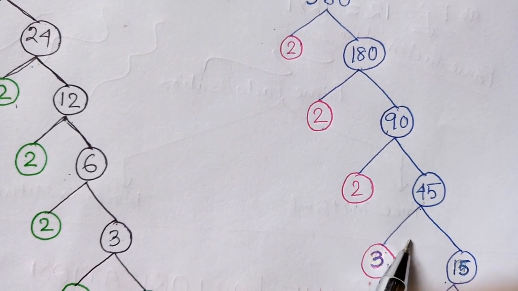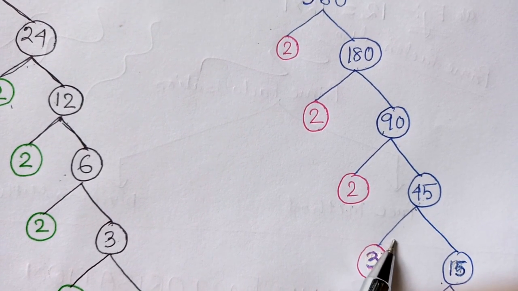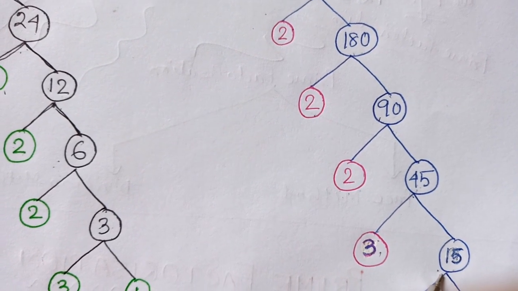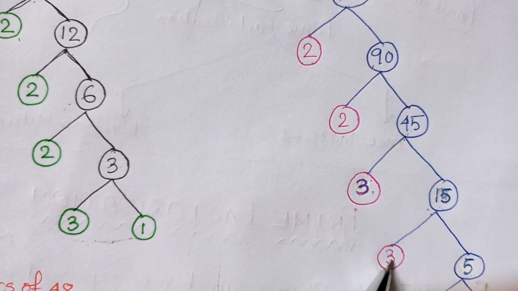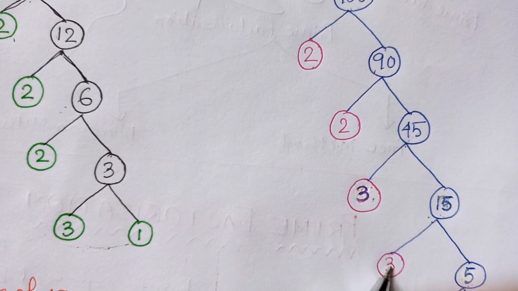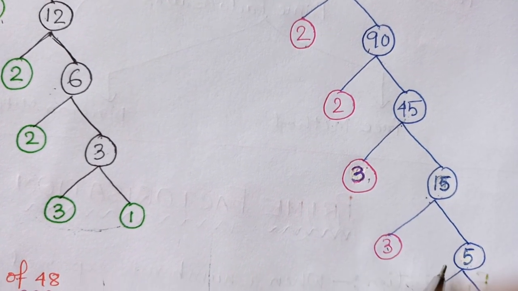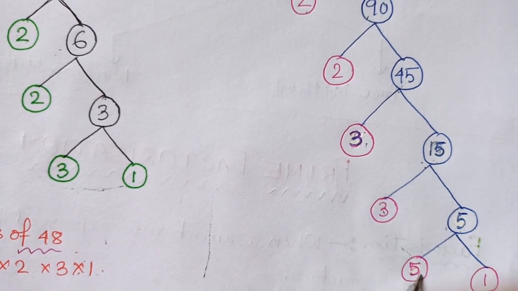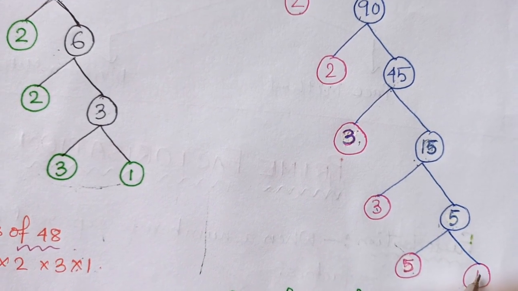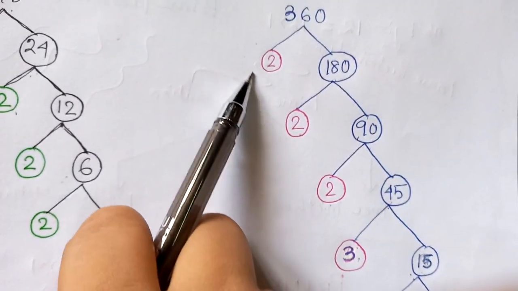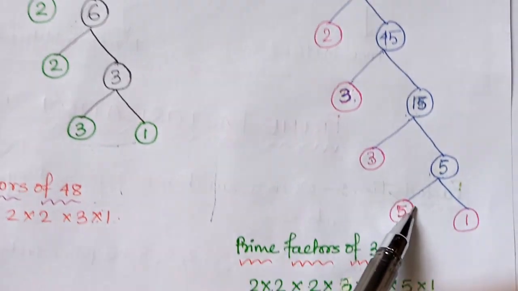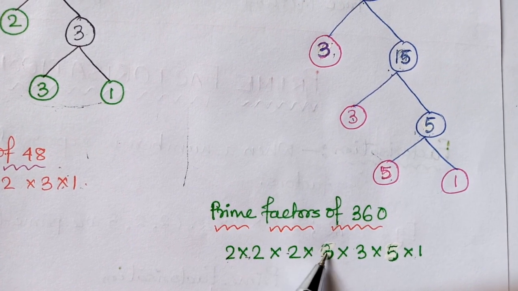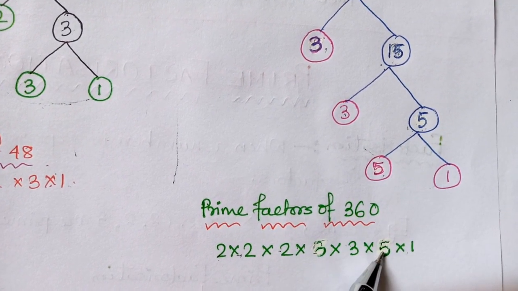So as I said earlier, we will divide by the least prime number, so here we divide by 3 and we get 15 as a quotient. This 15 is again divisible by 3 and 5, but we divide by 3 as it is the least prime number and we get 5 as a quotient. Now this 5 is a prime number, so we divide 5 by 5 and we get 1. Now all these are the prime factors of 360, which can be written like this. That is 2 into 2 into 2 into 3 into 3 into 5 into 1.